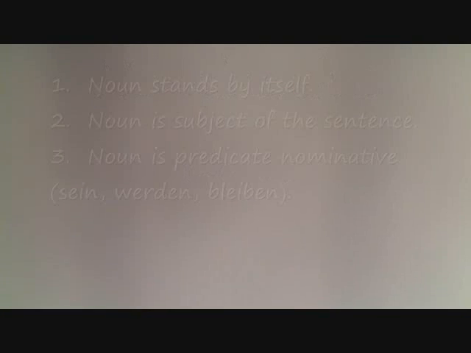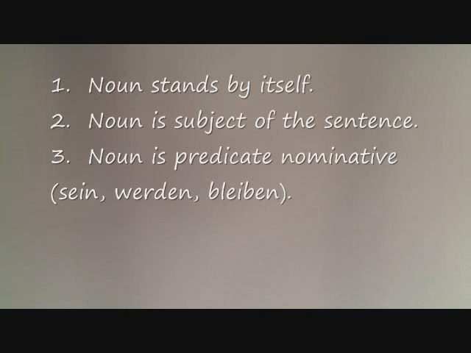And we said that the nominative case occurs 3 times in German. 1, when a noun is standing by itself, like in a dictionary. 2, when the noun is the subject of a sentence. And 3, when the noun is the direct object of one of 3 different verbs, sein, werden, or bleiben. This is also called predicate nominative.